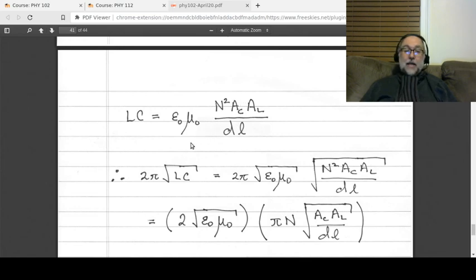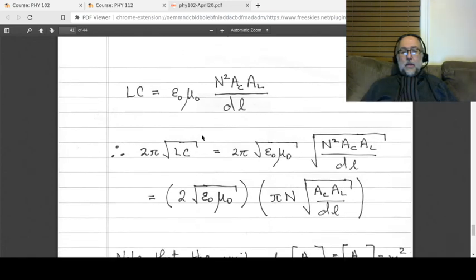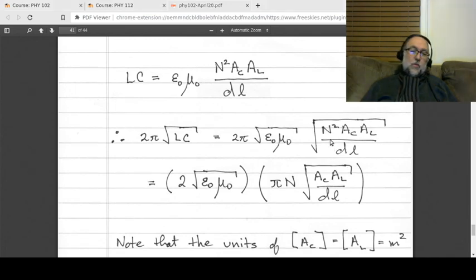Now if you look at the formula, f is equal to 1 over 2 pi square root of LC. To keep life easy, rather than putting this in the denominator, I just said let's multiply by 2 pi times the square root of LC. So take all of this and put that in there. Then we have the 2 pi, and I'm going to factor out the epsilon naught mu naught, but it's under the square root because everything is under the square root. And then we get this term here, which is n squared A_C A_L over D times L.